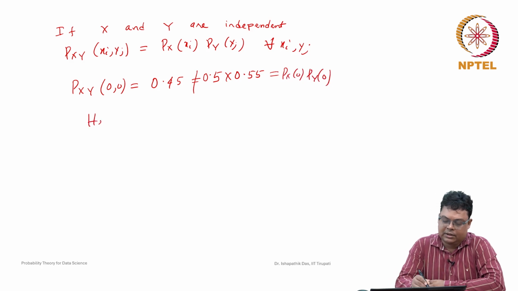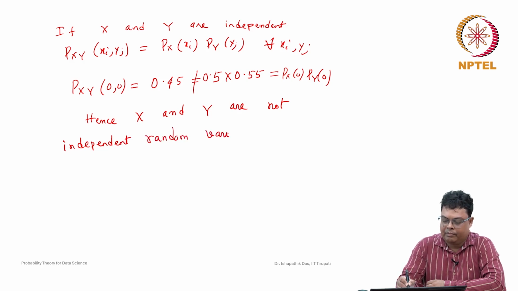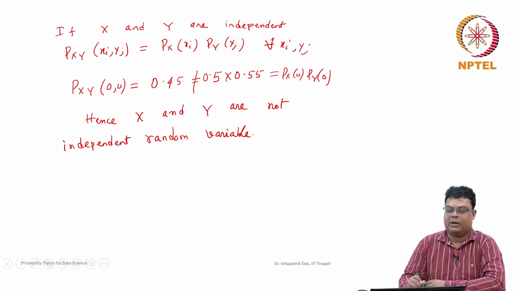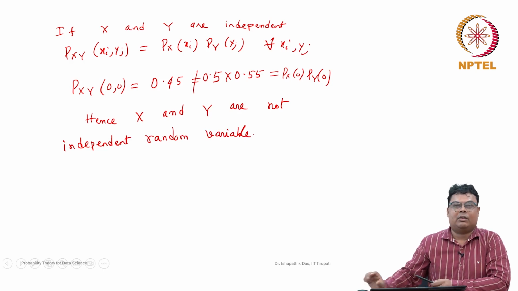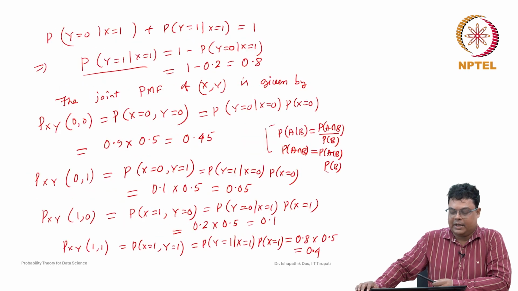Hence x and y are not independent random variables. So hence x and y are not independent random variables. I hope you have understood it very clearly.